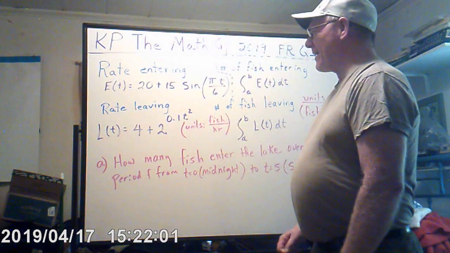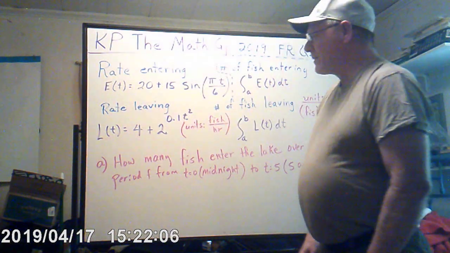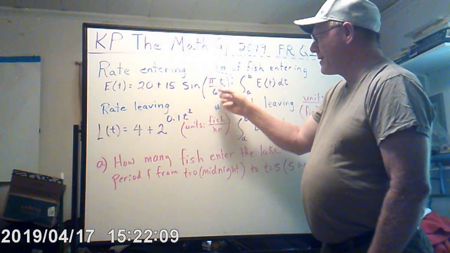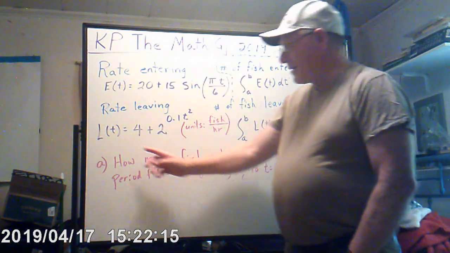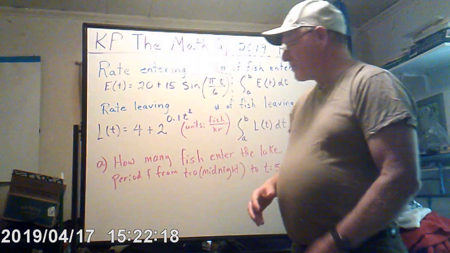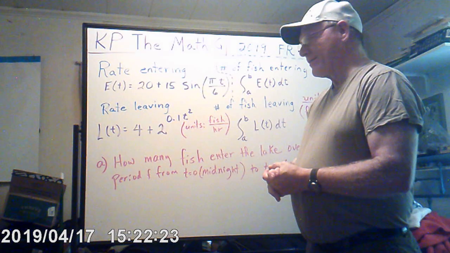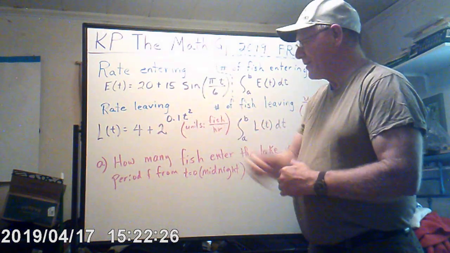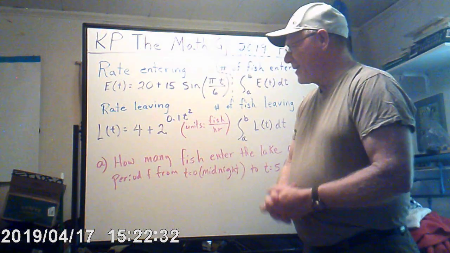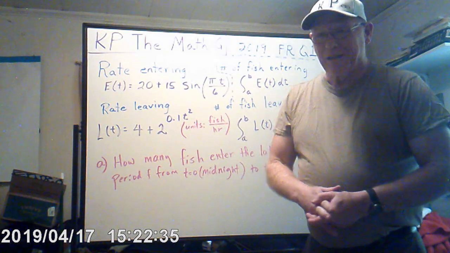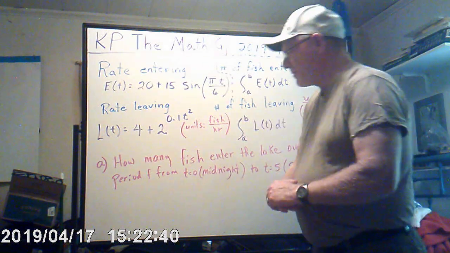They are entering the lake at a rate E of T, which is 20 plus 15 sine of pi T over 6. They are leaving at a rate of 4 plus 2 raised to the 0.1 T squared. These people who come up with these functions are really good. You probably have to experiment with that just a little bit to see what values you're getting, and where the graphs intersect and so on.